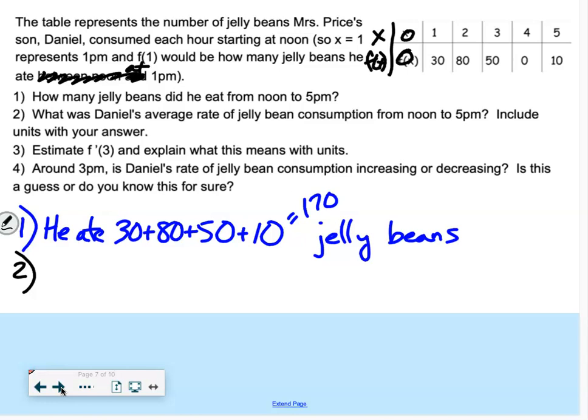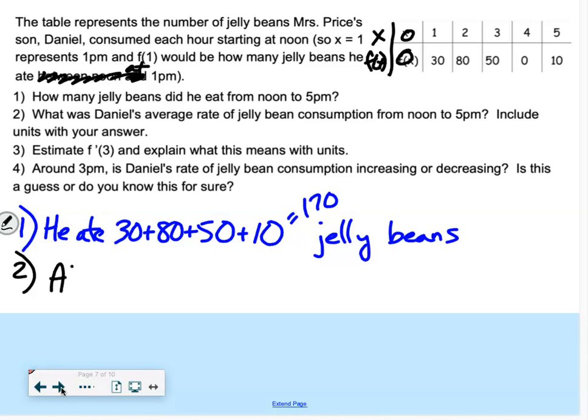What was Daniel's average rate of jelly bean consumption from noon to 5? Average rate of change. What does that make you think of when you have to compute an average rate of change? Slope of the secant. Instantaneous is slope of the tangent. Average is slope of the secant. Slope of the secant is just old-fashioned slope.